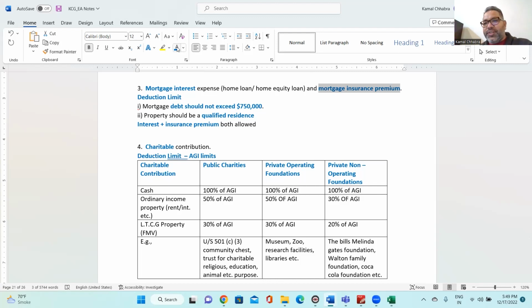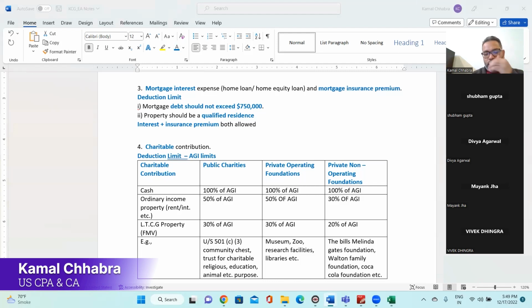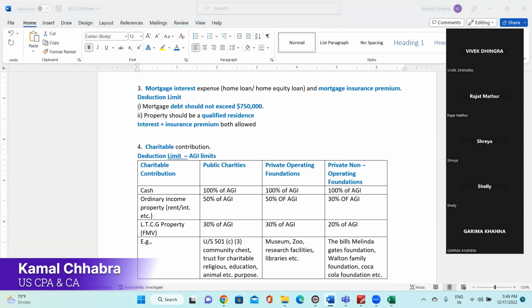Sir, if I'm taking a loan from the bank, the bank liens my immovable property, and this is the loan, and he pays a premium on this property, then this insurance premium is called the mortgage insurance premium. No. Shelley, do you have any idea? No, sir. Rajat?